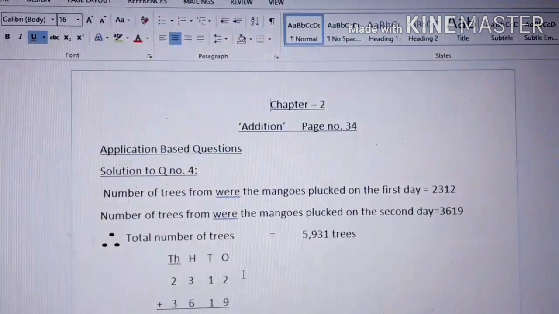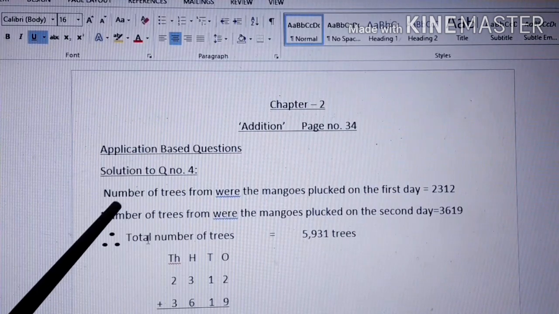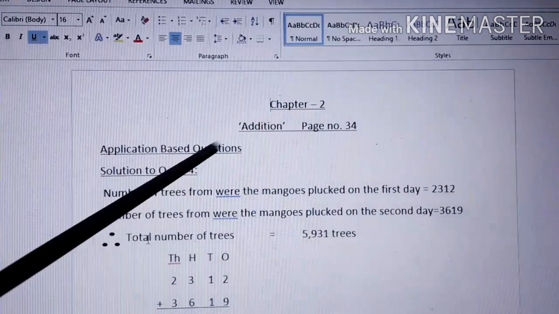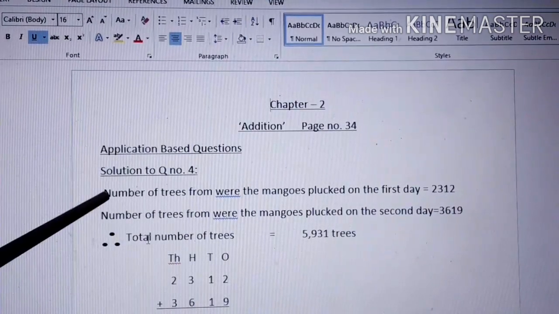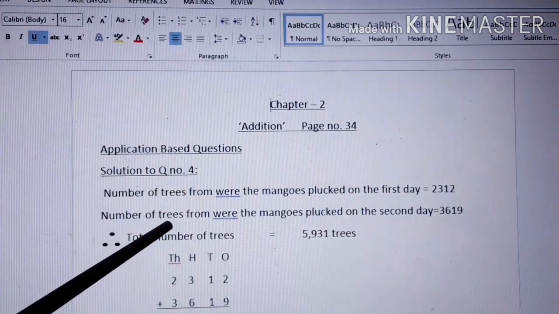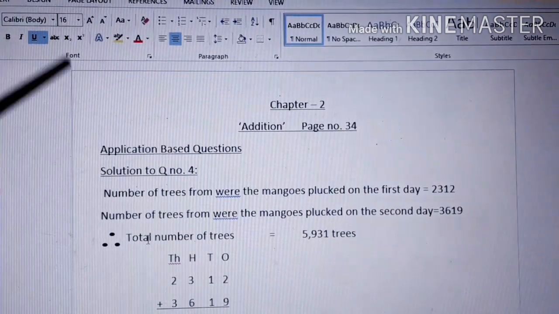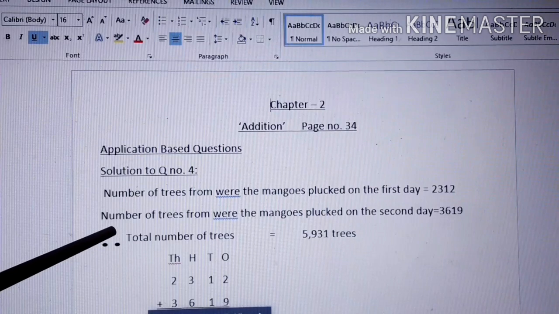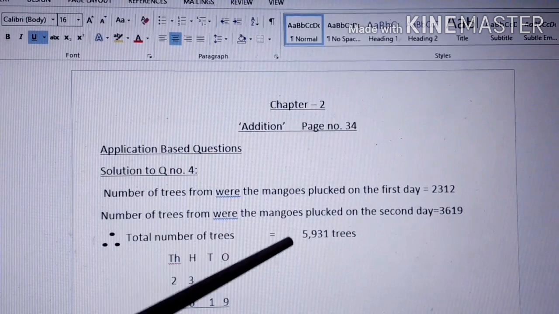Take out your maths copy. See how to write application based questions. Solution to question number 4. First line will be number of trees from where the mangoes plucked on the first day. So how many trees were there? 2312. On the second day, children, from how many trees mangoes were plucked? 3619. And the last line they asked, from how many trees, children, mangoes were plucked in these 2 days? Total number of trees.